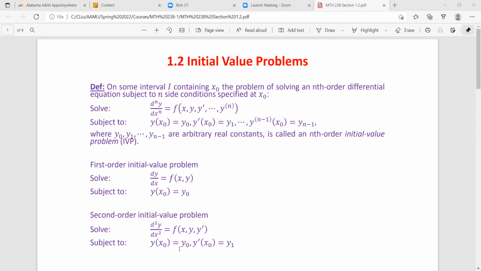So we just give the initial value of the function at x0, we call it y0, and the derivative of the function at x0, and we call it y1. So those are given numbers. Then you can solve for the function y completely without any arbitrary constants. Everything will be fixed. Any questions?